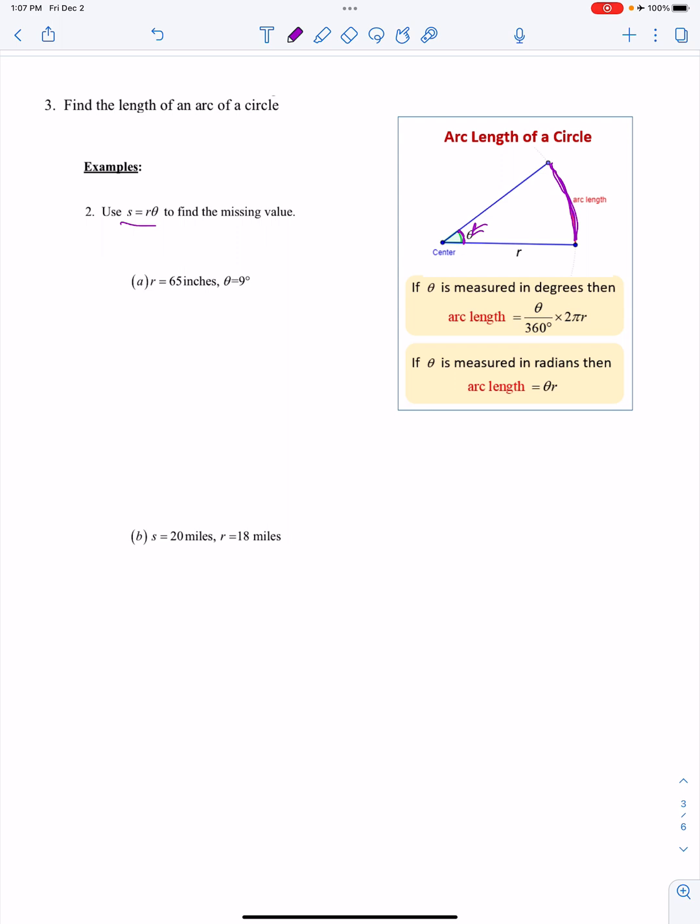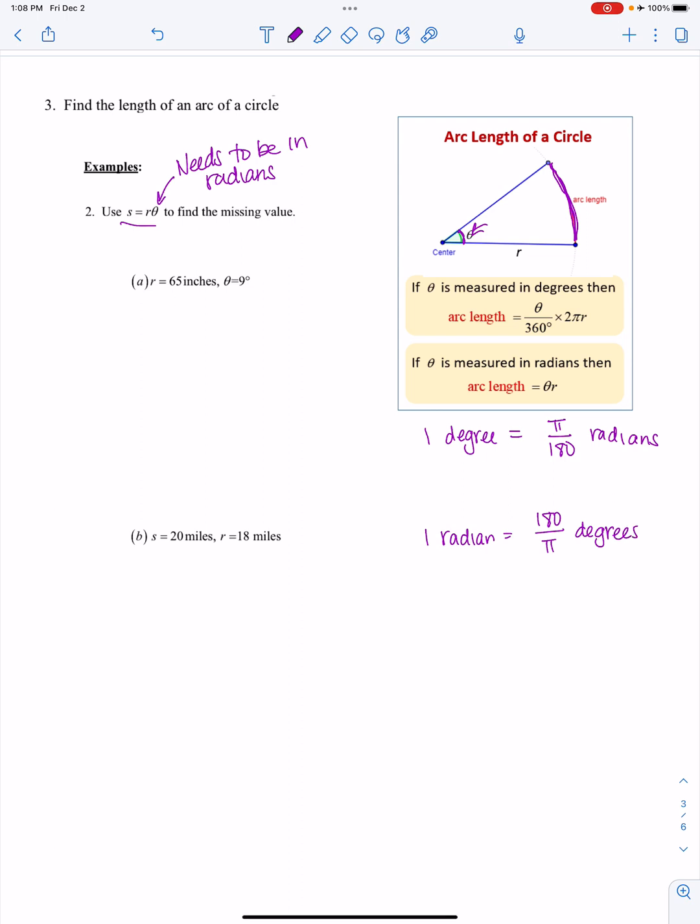So let's use this formula to find these missing values. We have R equals 65 inches and theta equals 9 degrees. Before we begin, we already mentioned that our theta needs to be in radians. If this is something that you need to go back and read about, please do so. But you should know that 1 degree is pi over 180 radians. And if we wanted to go backwards, 1 radian is 180 divided by pi degrees.